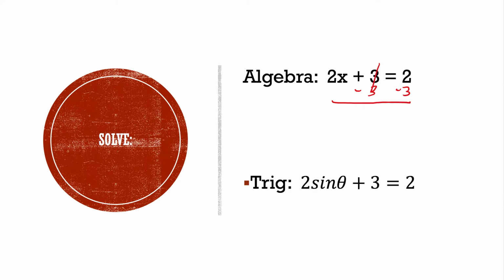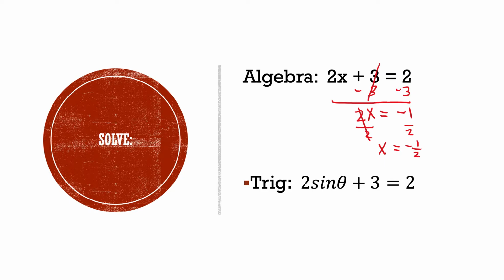And so this is going to cancel. You're going to be left with the 2x on the left. 2 minus 3 is a negative 1. And then from there, you're going to divide both sides by 2. And again, the 2's will cancel, and your solution would be x is equal to negative 1/2.